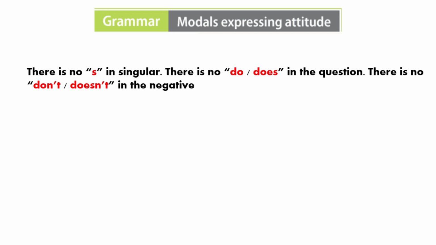Also, there is no s in the singular. So, for example, if there is a subject he, she, or it, we do not say he cans ski. We don't say that because we do not add s in the singular.